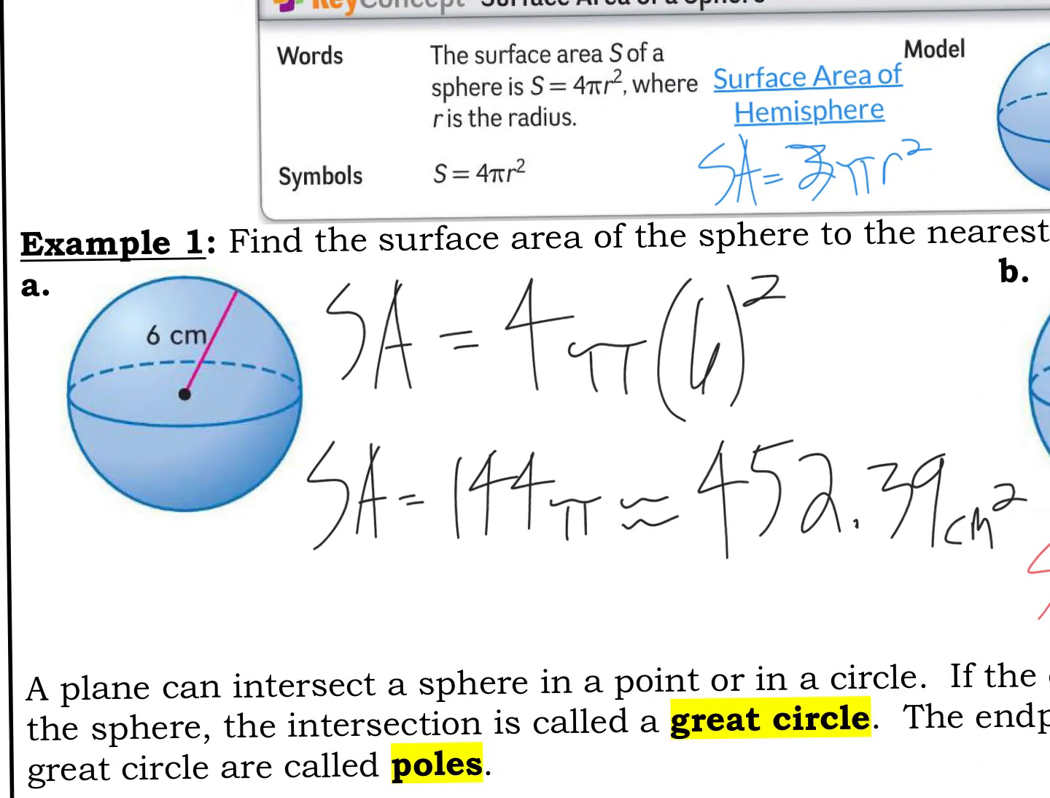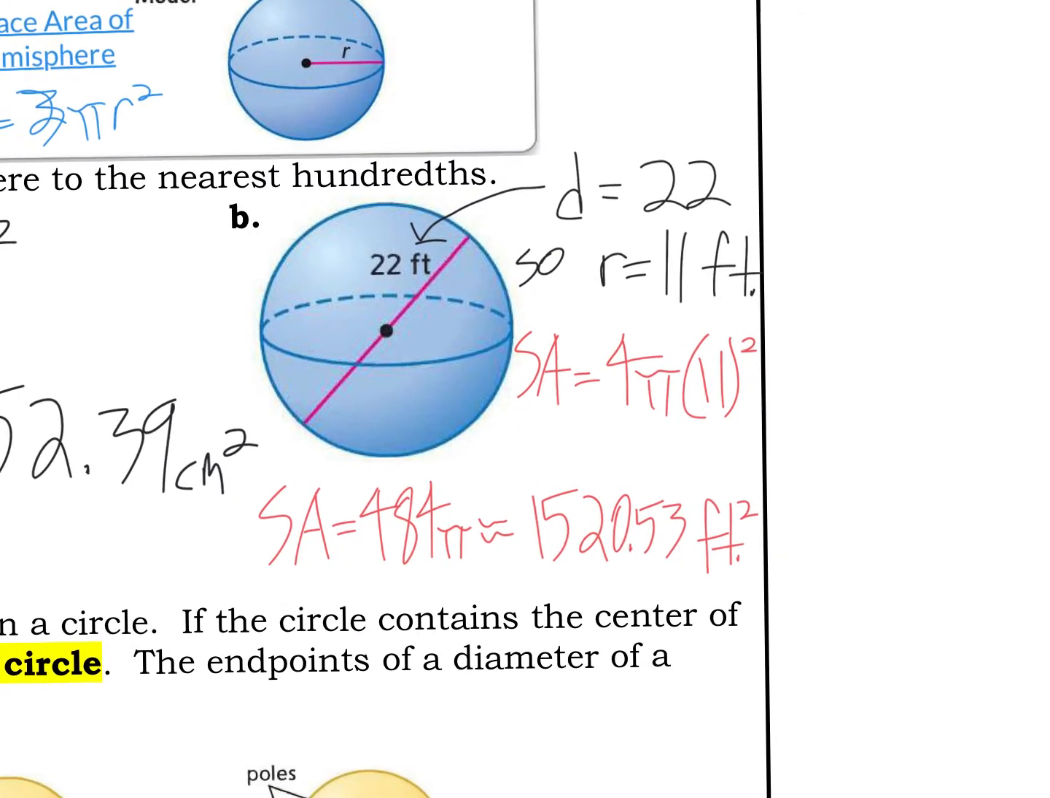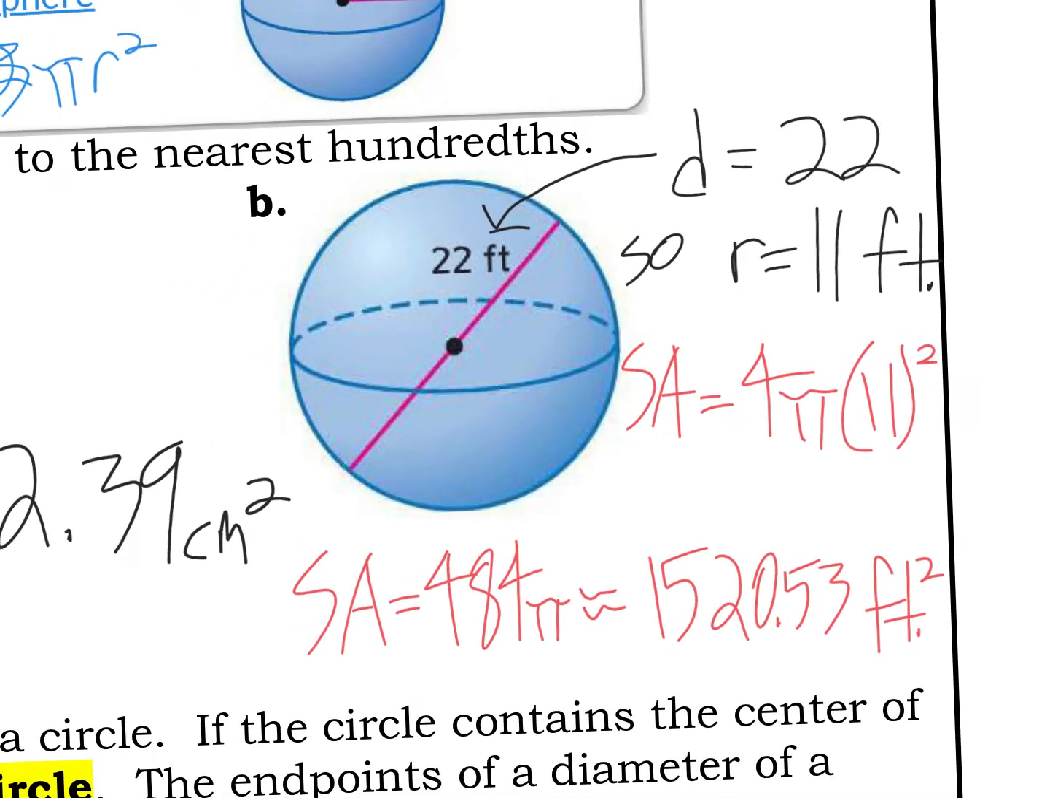So anyway, if you have a radius of 6, do 4 pi 6 squared, that's 144 pi, and that's about 452.39. Round to whatever decimal place your teacher asks of you. And in these examples, I'm going to round to the nearest hundredths. This one, the picture is a little confusing. It's got a line all the way through, so I'm going to gather that this is the diameter. So therefore, my radius is going to be 11 feet. So I'm going to do 4 pi times 11 squared.